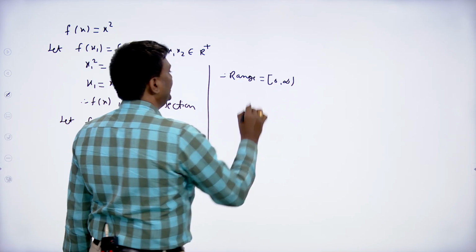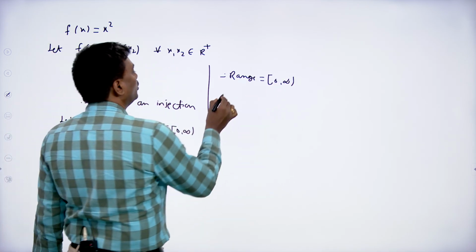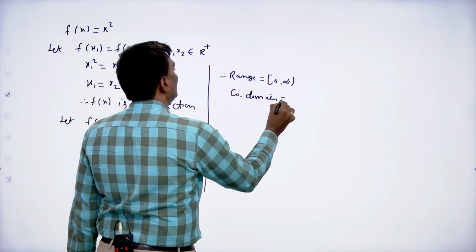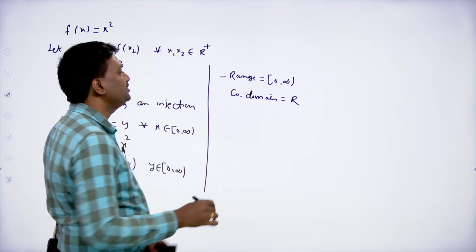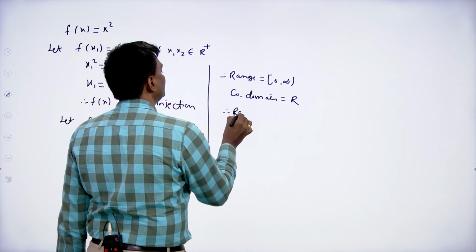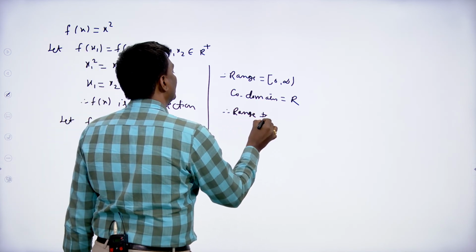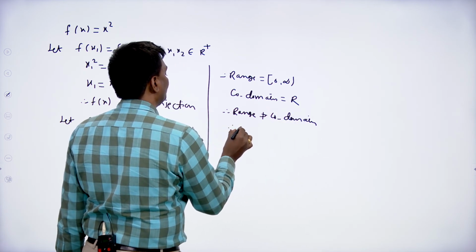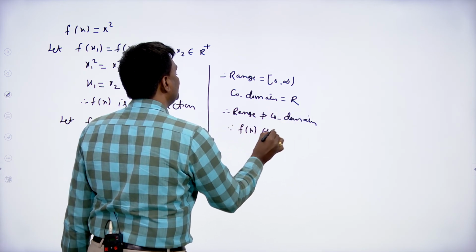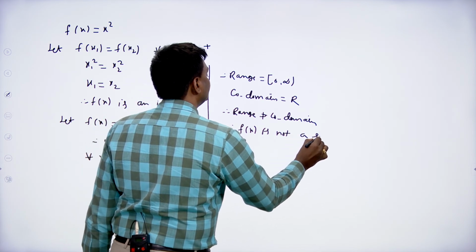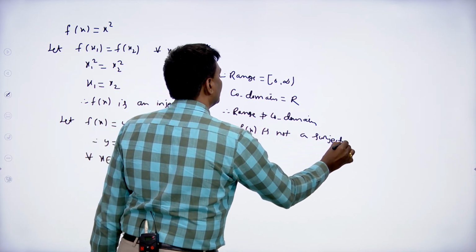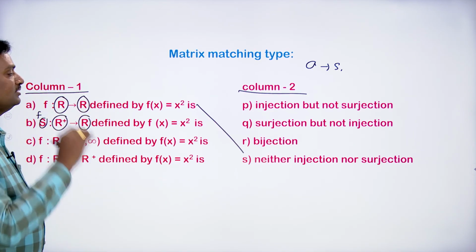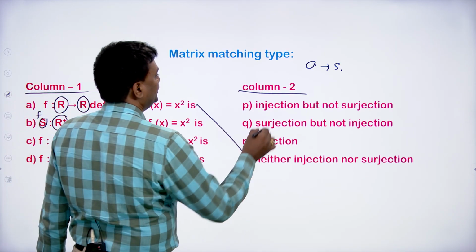0 comma infinity. But according to the problem, the codomain is R. Since range is not equal to codomain, f of x is not a surjection. So injection but not surjection.